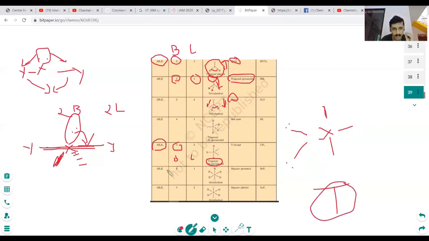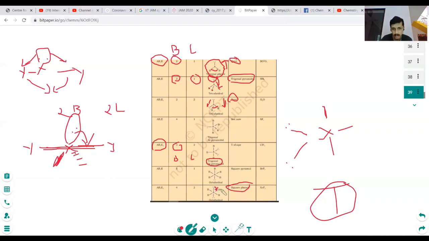And next is AB5E, which is nothing but square pyramidal. That is, the square is the base, and at one axial position you have a lone pair, which is almost similar to the octahedral structure. And then finally we have AB4E2, which is also similar to the octahedral structure, but the regular structure will be seen as square planar. But again, keep in mind it is not a regular square planar. There will be distortion in the bond angle, because in a regular square planar there is no lone pair of electrons. Since there is a lone pair, there is increased repulsion between lone pair and bond pair.